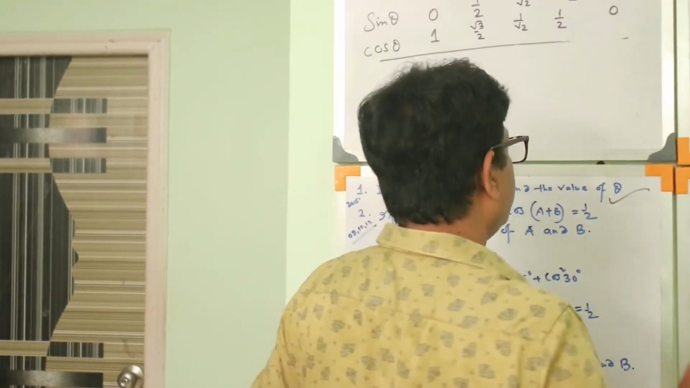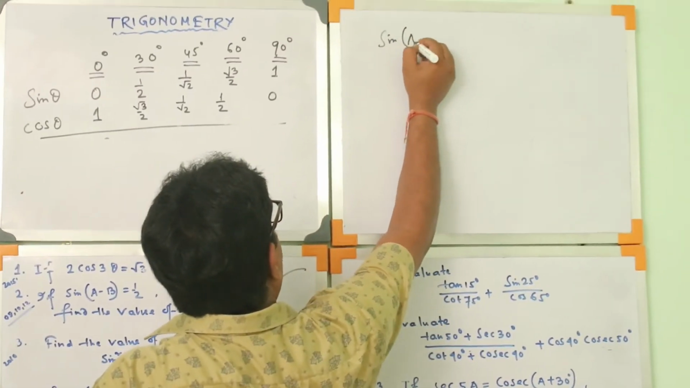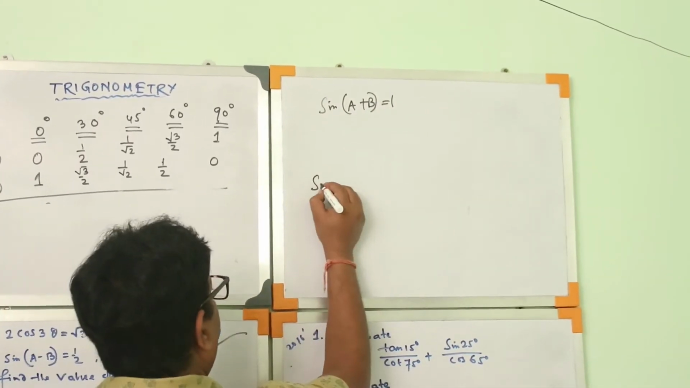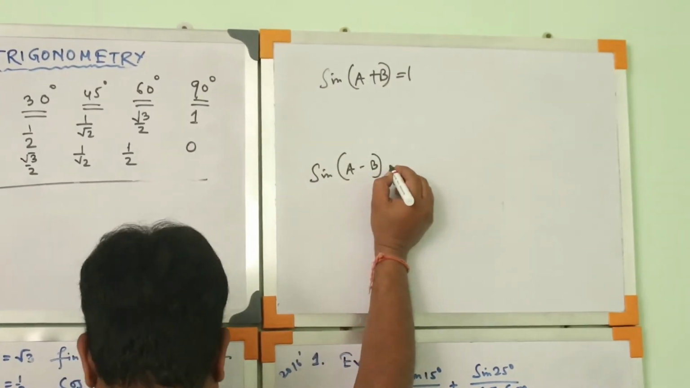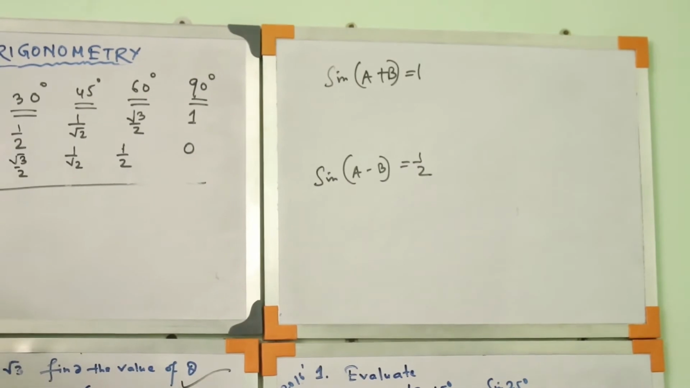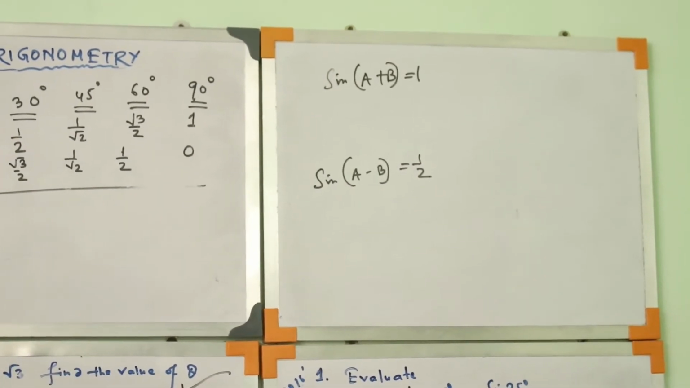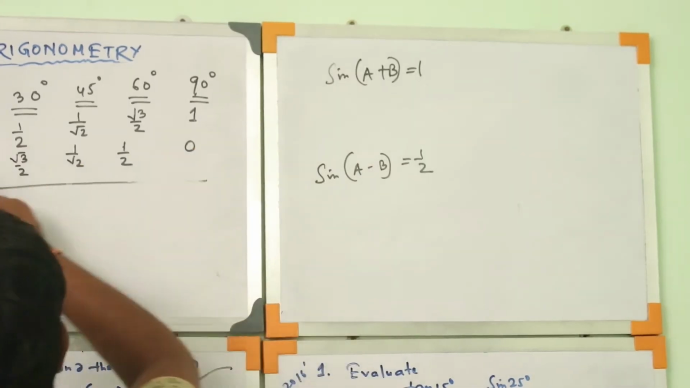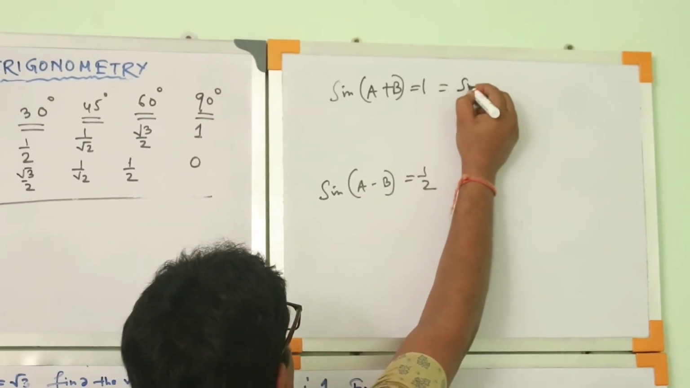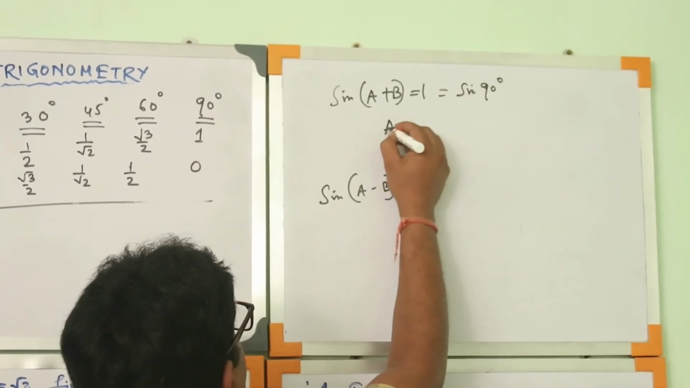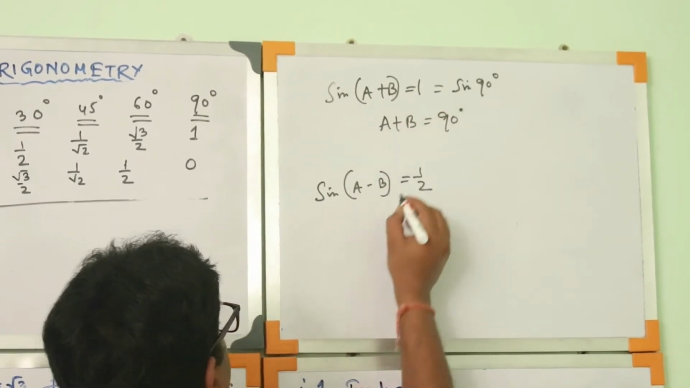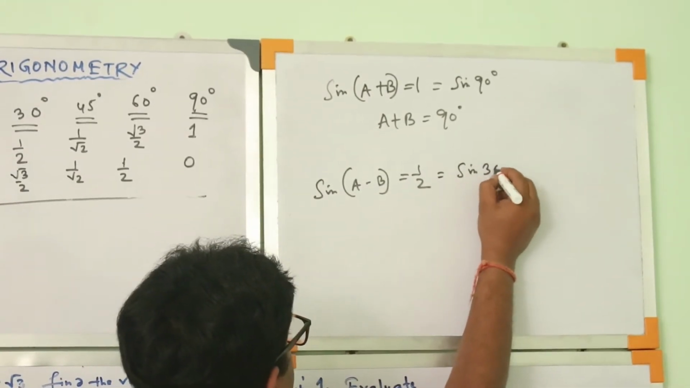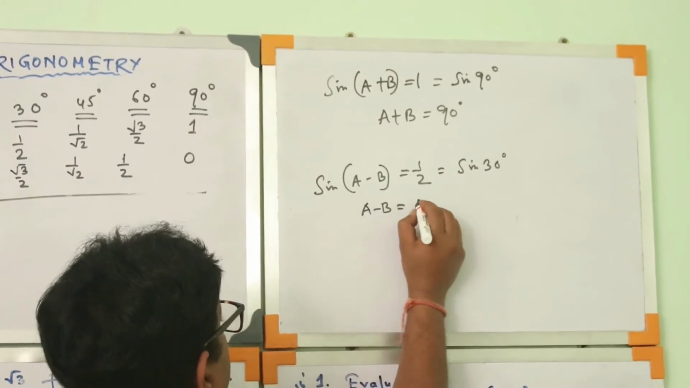CBSE 2015. If sin(A plus B) is equal to 1 and sin(A minus B) is equal to half. These two equations are given. A plus B is less than 90 degree and A is greater than B. Find the value of A and B. So sin(A plus B) equal to 1 means sin 90. So A plus B is equal to 90. And half means sin 30. So A minus B is equal to 30.